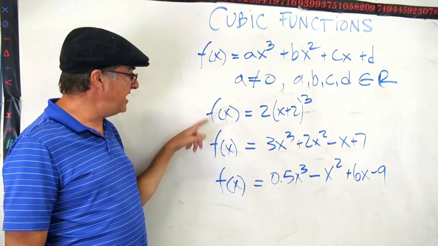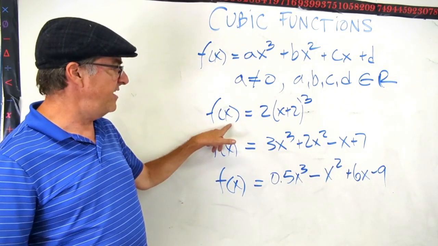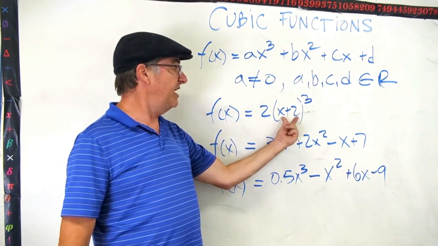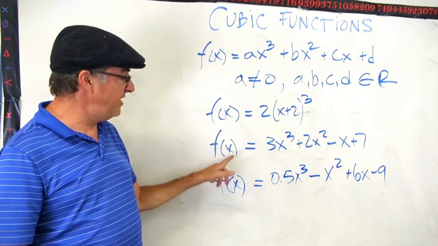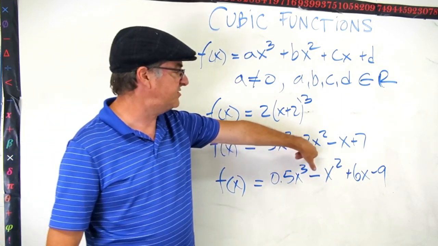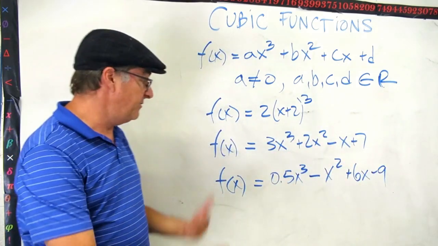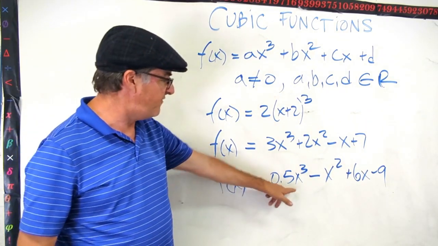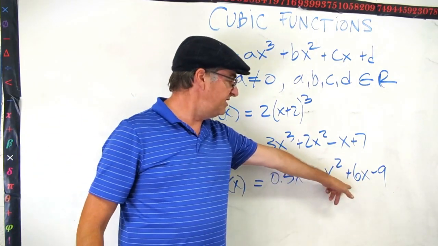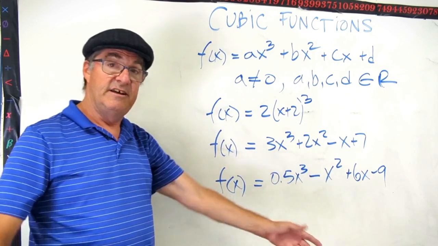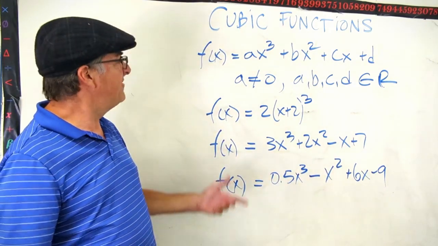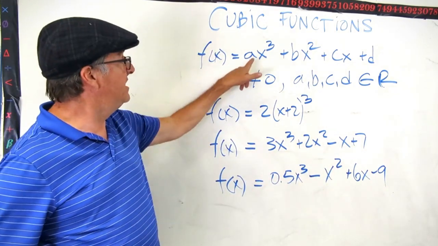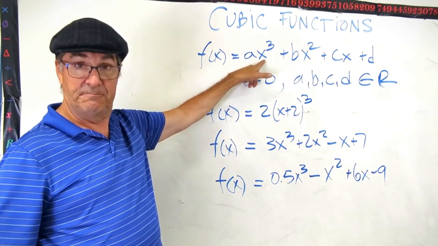There's a couple, 3 examples here that we can have. We could have f of x equals 2 times parentheses x plus 2 cubed. We could have f of x equals 3x cubed plus 2x squared minus x plus 7. And finally, we could get something like this. f of x equals 0.5x cubed minus x squared plus 6x minus 9. Now, just keep in mind that the only thing you have to have is some cubic term.